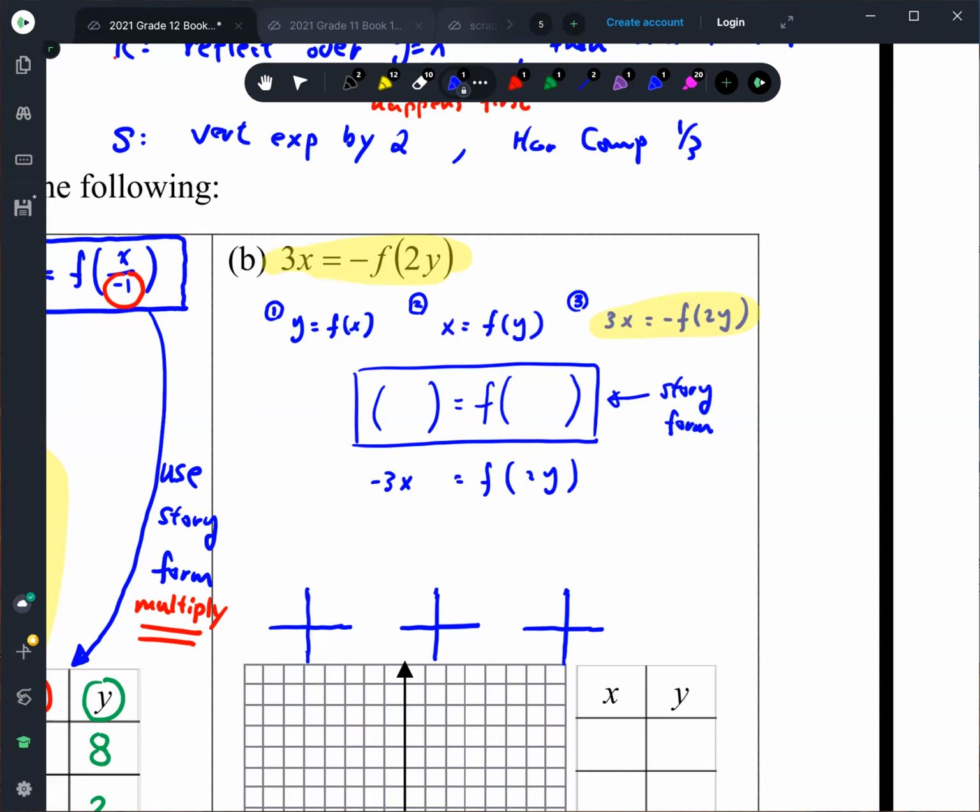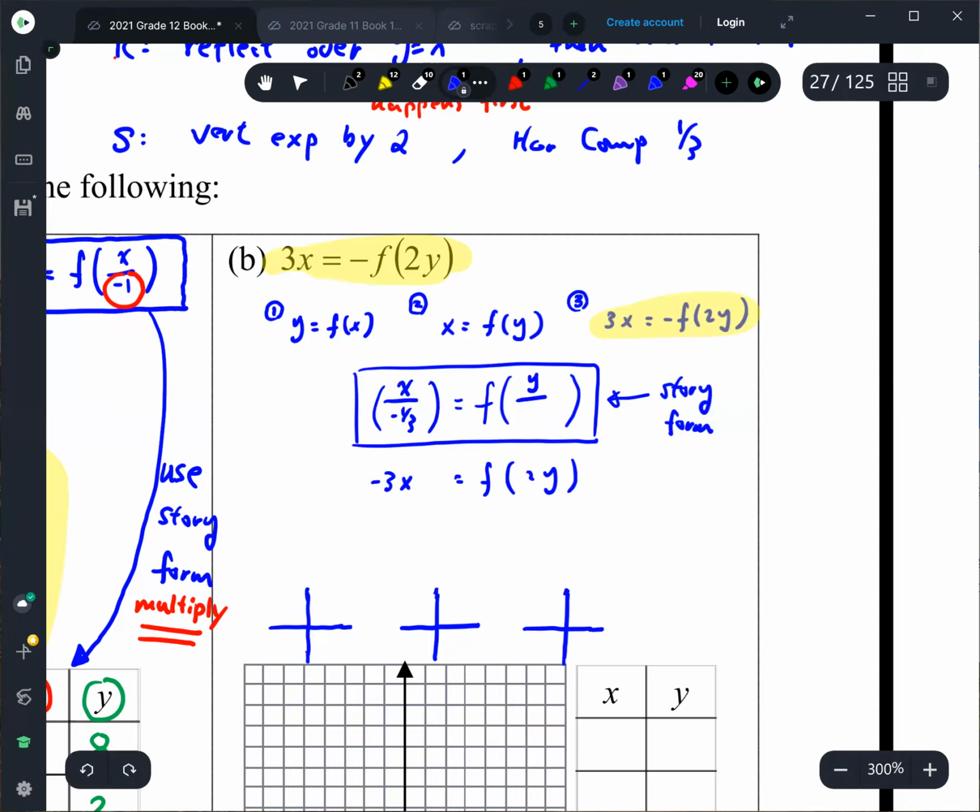Okay, so let's start with the x part. How do I move the -3? You take the reciprocal and then divide it. So how do I write it now? So x over -1/3. Yeah, okay. So you're basically doing the same thing, and instead of y on the left, we have x on the left. That's the only difference. Okay, now what about in the bracket? y over 1/2. Yeah, good. So that's the form we want to get.